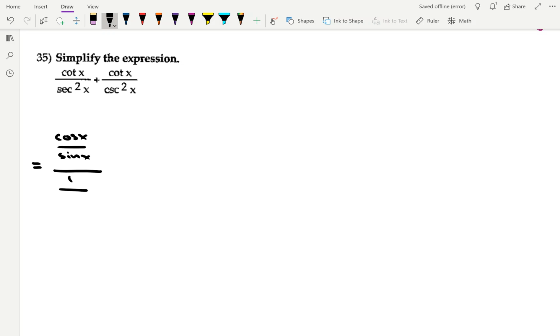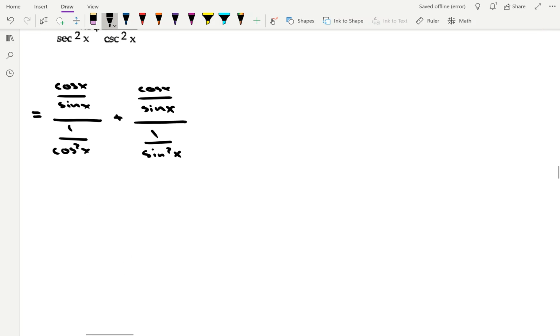Secant can be written as 1 over cosine squared of x plus cosine of x over sine of x. Big old division bar, 1 over sine squared of x. Now, some people may have combined denominators. There are several ways to do this problem. This one seems to be the smoothest. So if you do it a different way, that's fine.